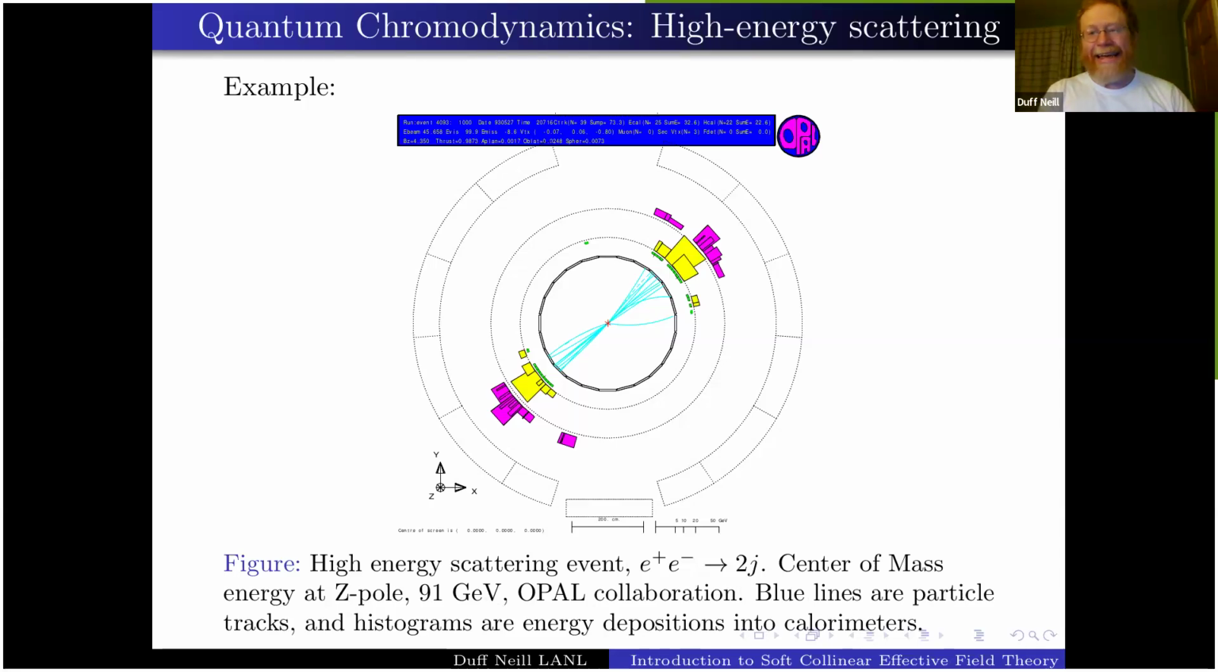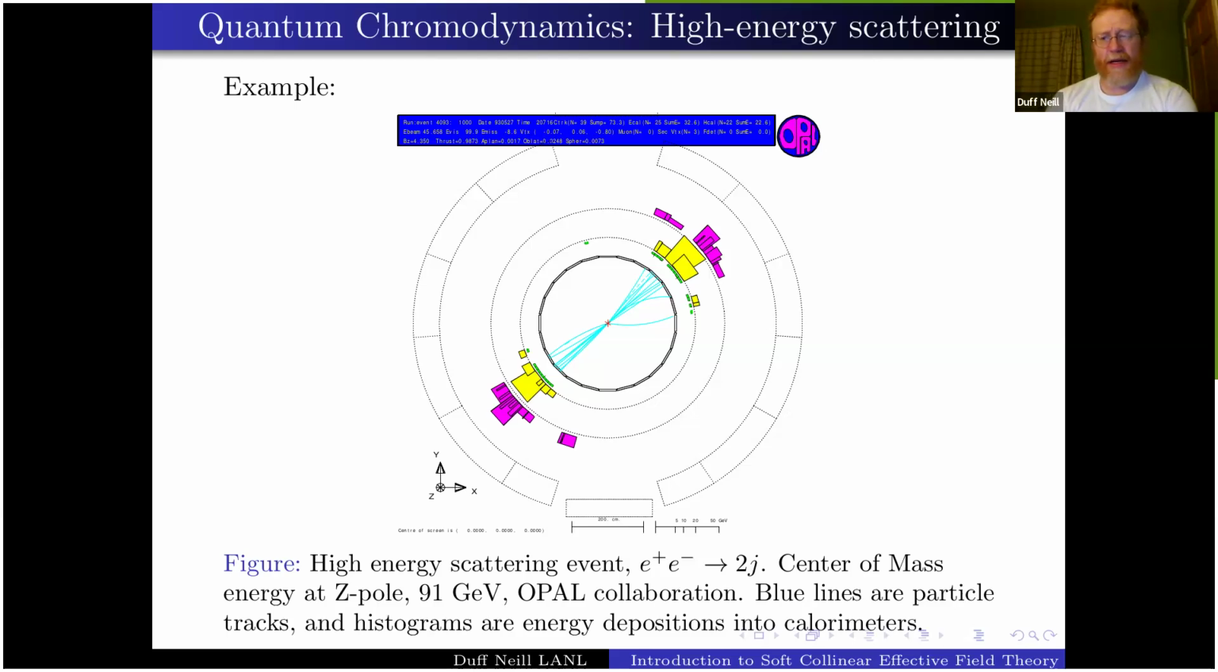Now, as a particularly clean example of a high-energy scattering process in quantum chromodynamics, I'm giving you the detector readout of the OPAL detector, which was a detector at the precursor to the Large Hadron Collider, which was the Large Electron Positron Collider at CERN.